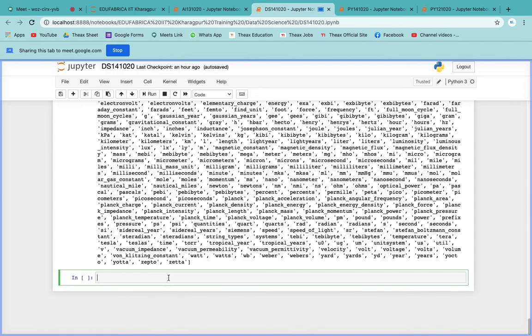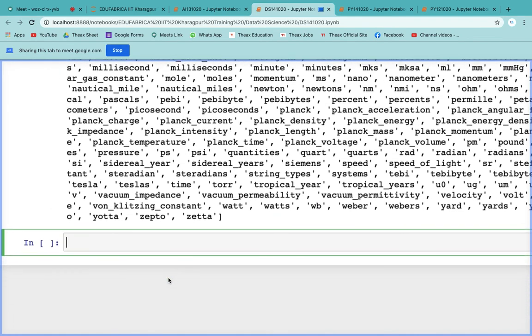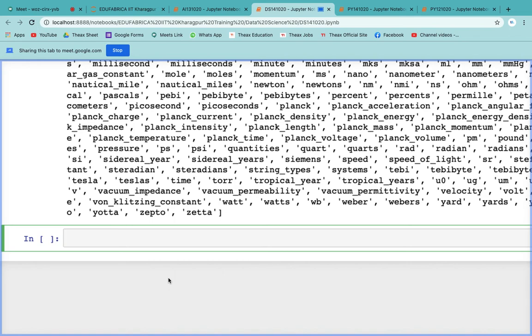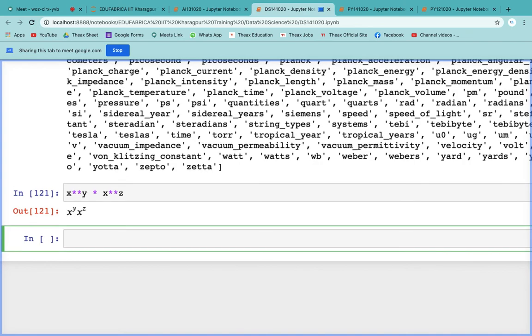Okay. Now, in class 7 we learned something regarding exponents in the power, that is, x to the power of y into x to the power of z. What is that called? x to the power of y plus z. That is what we learned there. But how are we going to do this? There is something called the function of power.